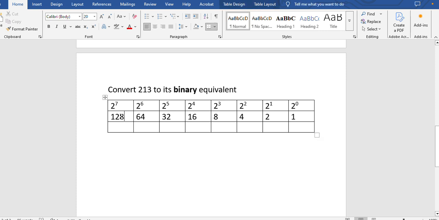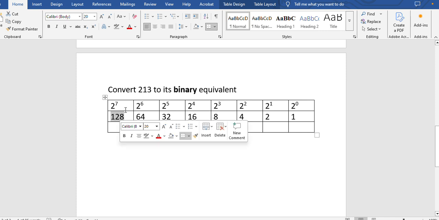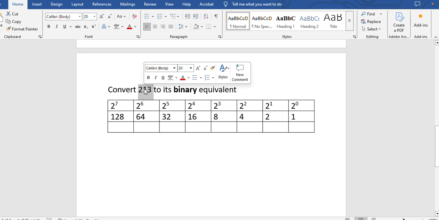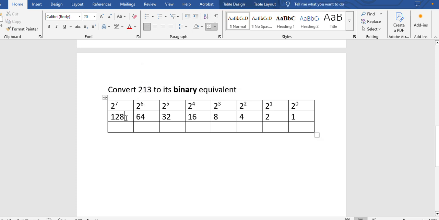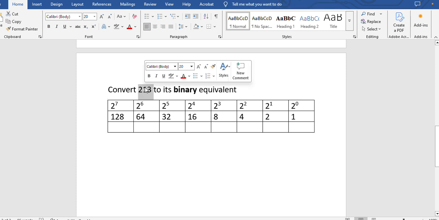Now what you will be doing, you will be looking at your number here and comparing it with these values here. You start with the right hand side, you start from here. So you take 213 and then compare to 128. Is 213 greater than 128? 213 and 128, which one is greater?